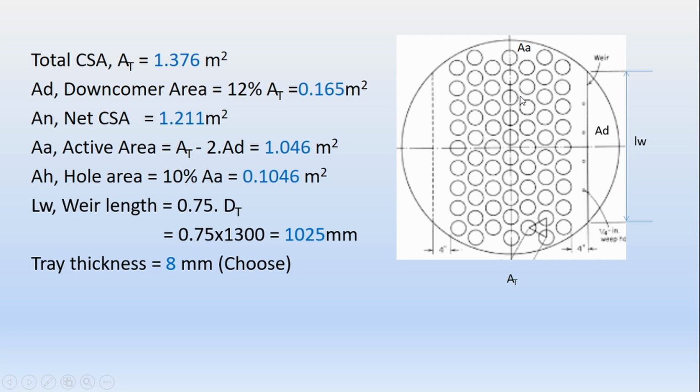Now the thickness of the tray: it carries all the caps and all the liquid on that, so we need sufficient strength. So let us choose 8 mm. So the tray thickness is 8 mm. So these are the details of a tray.